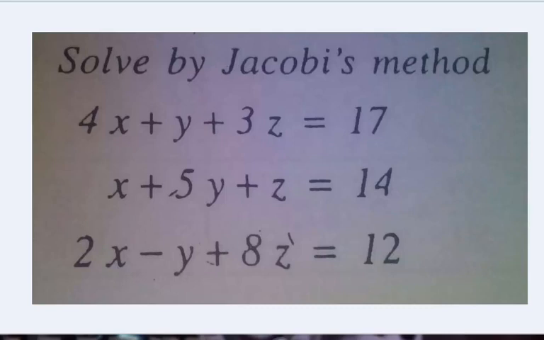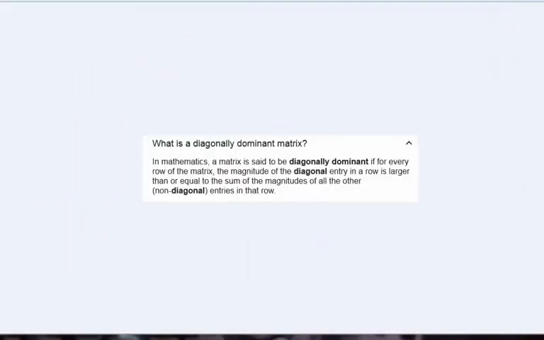In numerical linear algebra, it is an algorithm for determining the solution of a diagonally dominant system of linear equations. So what is a diagonally dominant system of linear equations? It is defined as, in mathematics, a matrix is said to be diagonally dominant if for every row of the matrix the magnitude of the diagonal entry in a row is larger than or equal to the sum of the magnitudes of all other non-diagonal entries in that row.